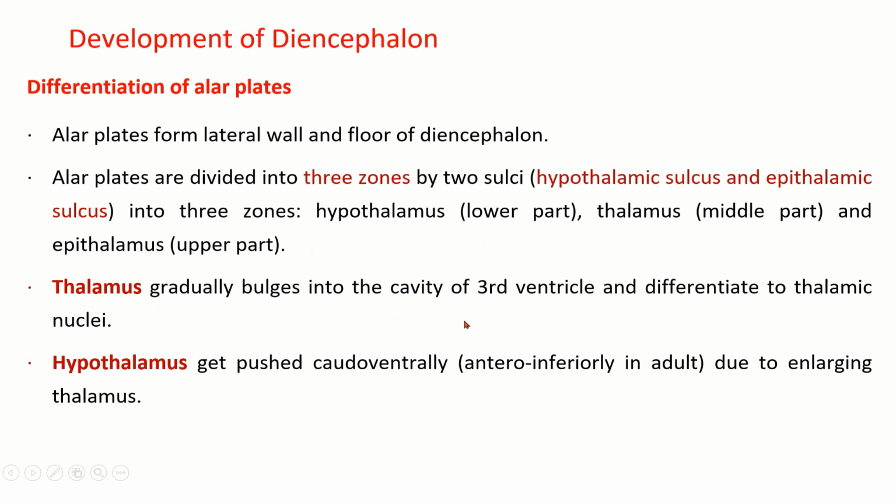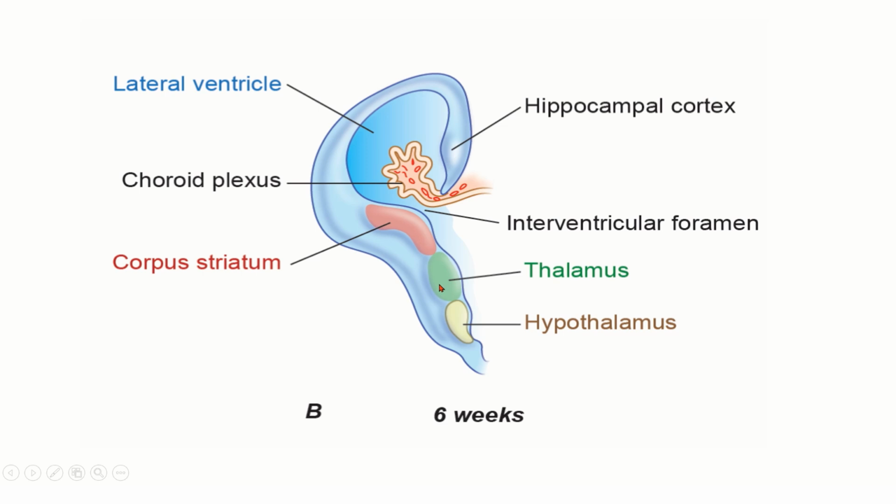Thalamus gradually bulges into the cavity of third ventricle and differentiates into thalamic nuclei. Hypothalamus gets pushed caudoventrally, that is anterior-inferiorly, due to enlarging thalamus. You can see here, this is the thalamus and this is the hypothalamus separated by hypothalamic sulcus. You can see the corpus striatum, which is being formed in the telencephalon. You can see the choroidal plexus coming here, and you can see the telencephalon forming the cerebral cortex.